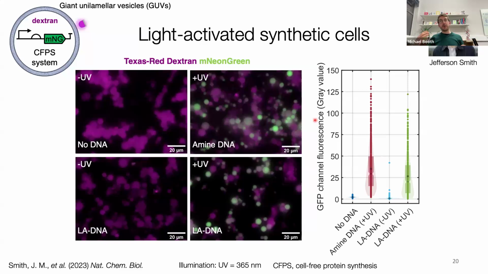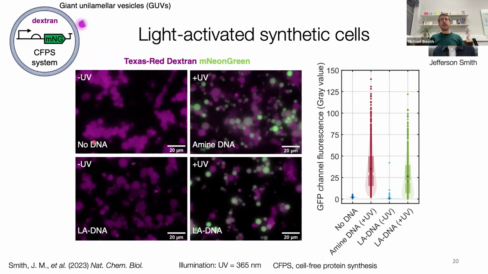Then we wanted to see what we could push with the light-activated synthetic cells. This is work from Jeff. So we put cell-free expression systems in synthetic cells. These are now lipid compartments, lipid bilayers in water, not just lipids in oil. And we've got a fluorescent dextran here, just so you can see the synthetic cells, and then we're expressing a fluorescent protein in this case.